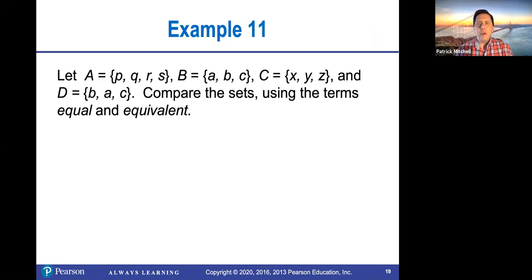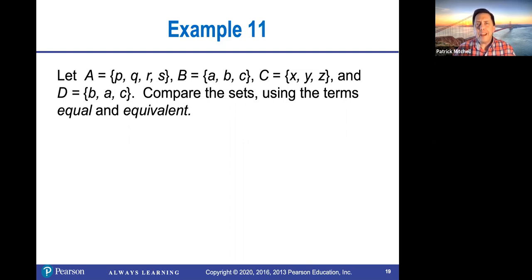All right, so here we have a few sets. Set A contains the letters P, Q, R, S. Set B contains the letters A, B, C. Set C contains the letters X, Y, Z. And set D contains the letters B, A, C. And they want us to compare all these sets using the terms equal and equivalent.